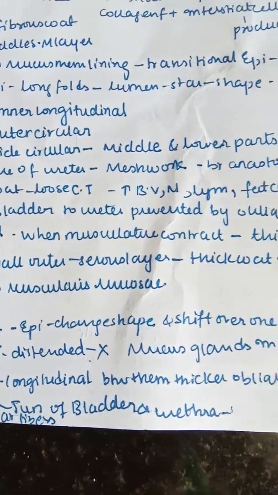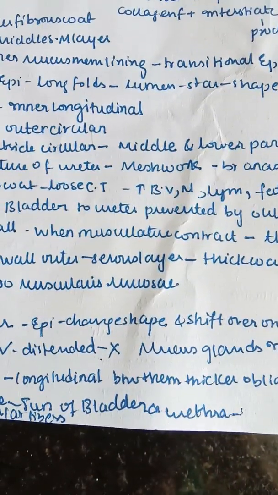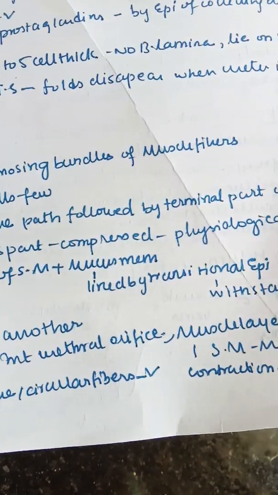Reflux from the bladder to the ureter is prevented by the oblique path followed by the terminal part of the ureter through the bladder wall. When the musculature contracts, this part is compressed, acting as a physiological sphincter.